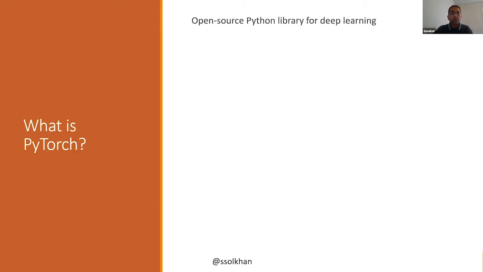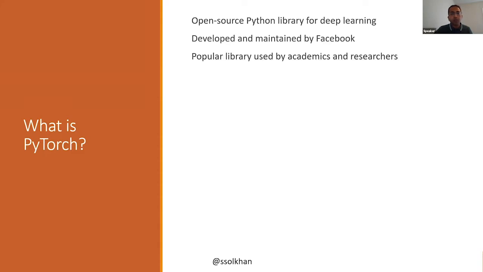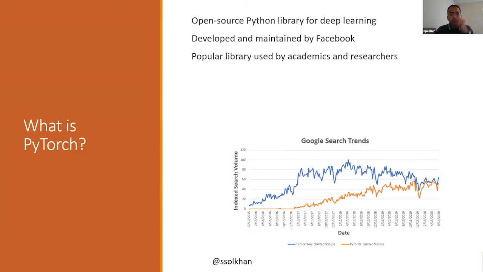So, what is PyTorch? It is an open source Python library for deep learning, developed and maintained by Facebook, popularly used by academics and researchers. That is where it is getting that popularity, and slowly it is getting into more productionalized use cases.